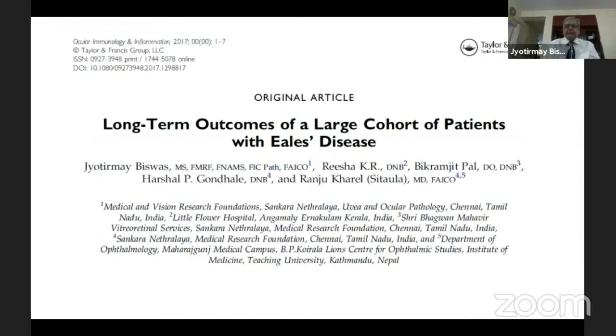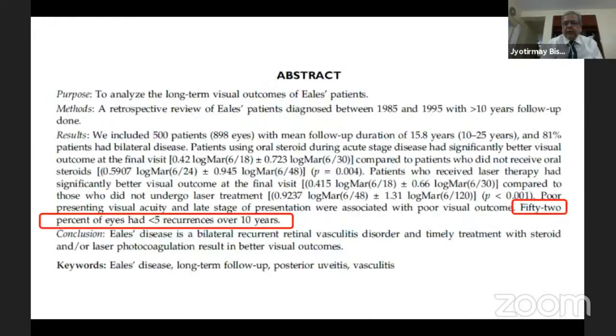And regarding Eales disease, we studied about 500 patients and 898 eyes, and we found that 52% of the patients had 5 recurrences of neovascularization over a 10-year period. But in our case, within a span of a year, it developed neovascularization several times and vitreous hemorrhage. I didn't know what to do. I got the idea from Dr. LG that we are probably justified in doing a vitrectomy in this case.